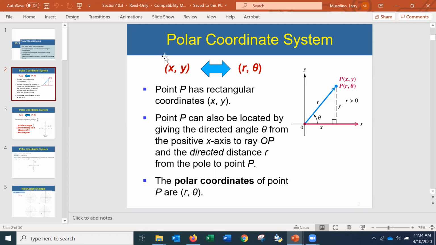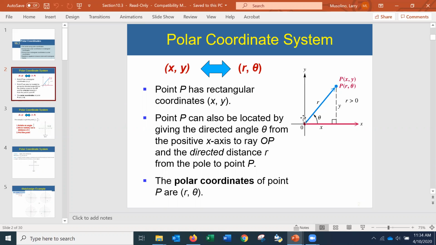Instead of writing an XY point, we want to write it as an r comma theta point. If you look at this blue dot here, I could write it as x comma y. But an alternate way to write it is r comma theta. What that tells me is rotate this angle theta and then walk out on this blue line a distance of r, and that'll get you to that blue dot.